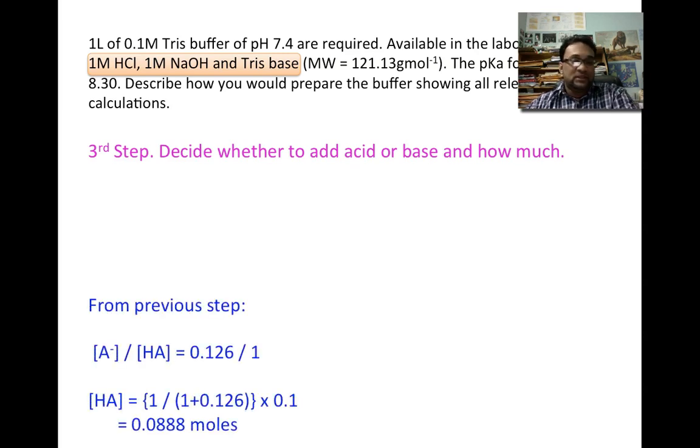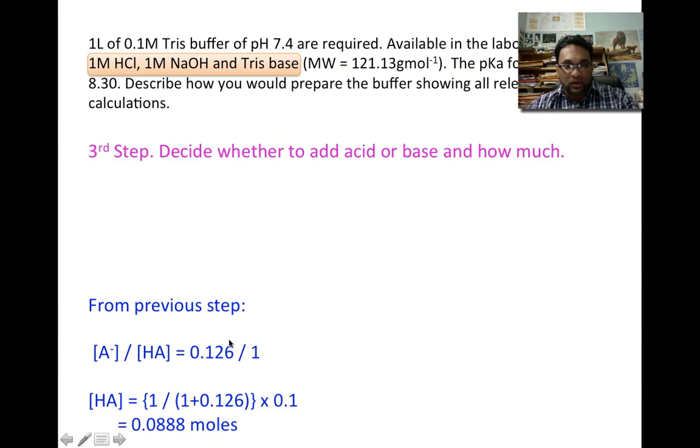So from the previous step that we discussed, we got the ratio of A minus to HA to be 0.126 over 1. So now we need to calculate what is the concentration of acid that we need. Now the numerator represents A minus and the denominator represents HA. So it's a matter of maths now and ratios and so on. It will be 1 divided by the total. So you're going to add these two numbers.